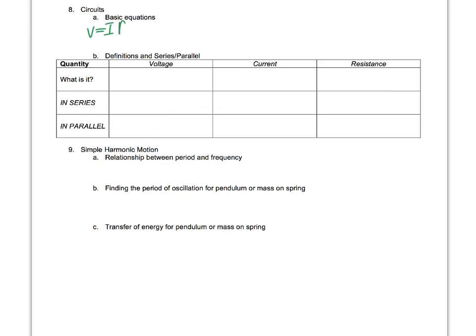Moving on to circuits here, we'll start with our basic equations for circuits, which are Ohm's law, power, and our definition of current. Ohm's law tells us that voltage is equal to current times resistance. Our power law tells us that power is just voltage times current. And lastly, we have the definition of current, which is that current is just the amount of charge, delta Q, over time. We're going to talk then about the three main variables, voltage, current, and resistance, what they are, how they behave in series, and how they behave in parallel.